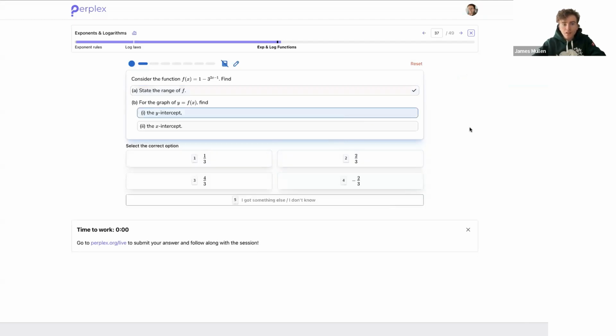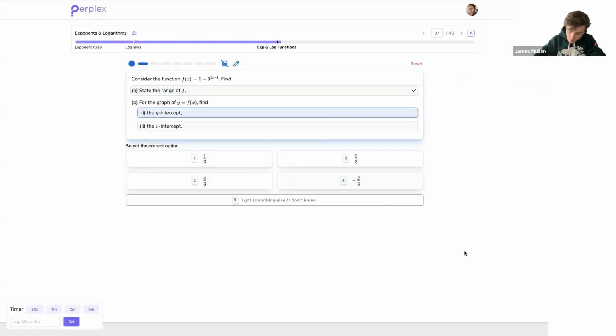Okay? Now the y-intercept. Well, the y-intercept of a function is just where it crosses the y-axis, and the y-axis is defined by x is equal to 0. So I plug in 0, and I'm going to get f of 0 is 1 minus 3 to the power of 2 times 0 minus 1, which is equal to 1 minus 3 to the minus 1, which is 3 over 3 minus 1 over 3, is equal to 2 over 3.